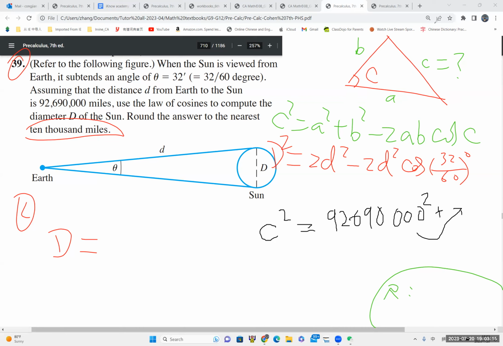No, here should write D square. I already get the answer like... unit should be mile. Ray, is this the answer you get?